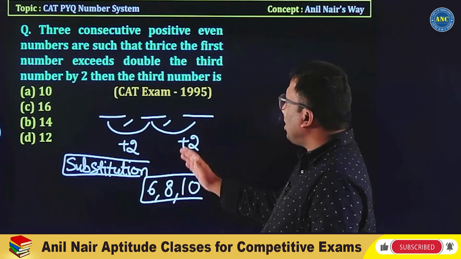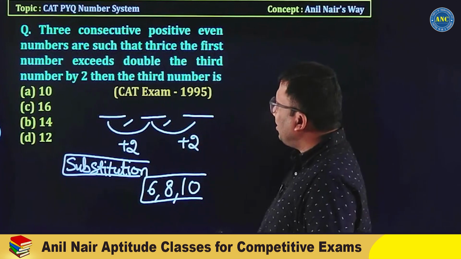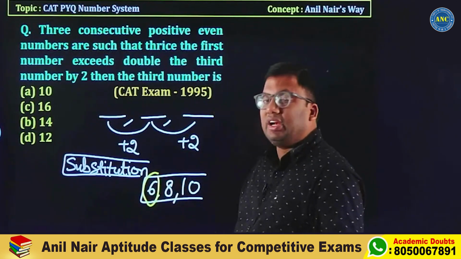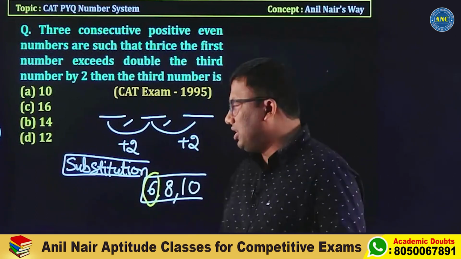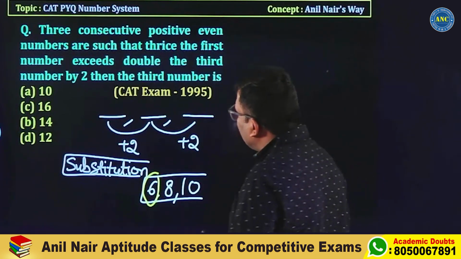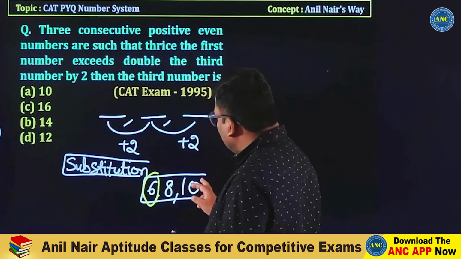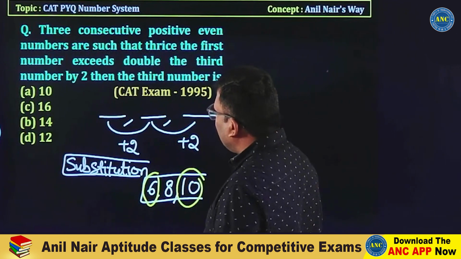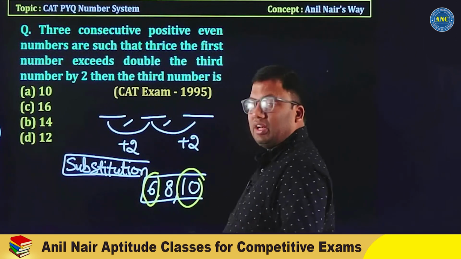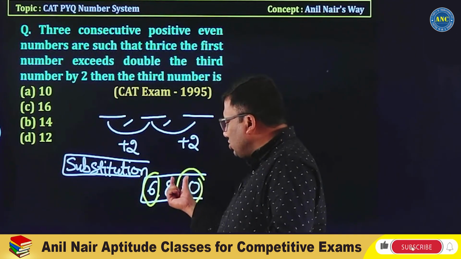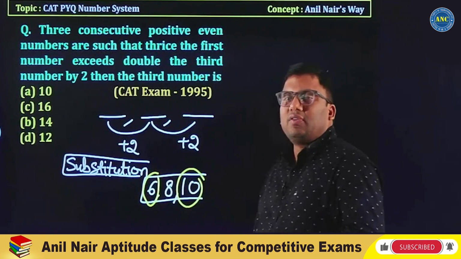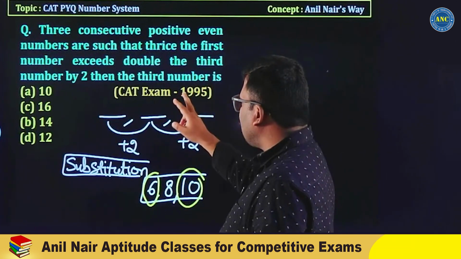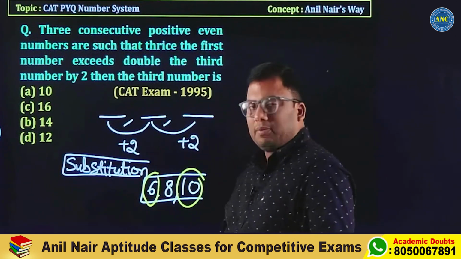There are 3 consecutive positive even numbers such that thrice the first number, thrice is 3 times, 3 times 6 is 18, exceeds double the third number. Double the third number, 2 tens are 20. 20 is 2 more than 18. Thrice the first number exceeds double the third number by 2.